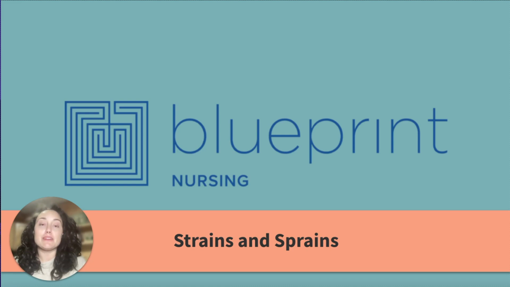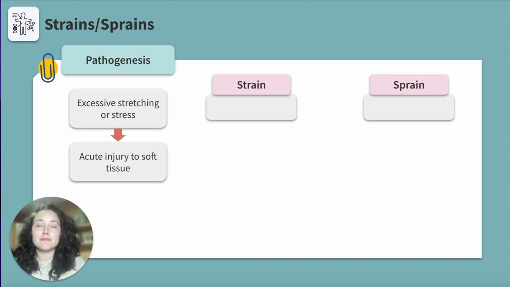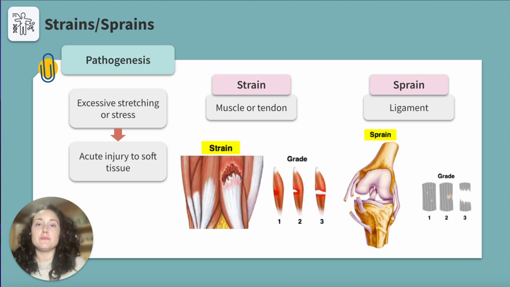Today we're going to talk about strains and sprains. Let's get into it. To start us off, we're going to talk about the pathophysiology of strains and sprains. We know that strains and sprains are injuries to soft tissue from excessive stretching or stress, right? Right. But what is the difference between a strain and a sprain? Well, a strain is injury to muscle or tendon, while a sprain is injury to a ligament.